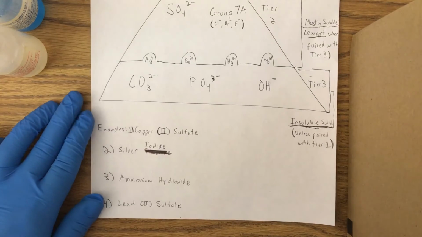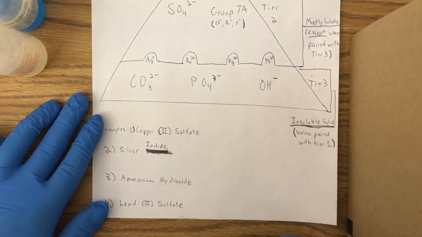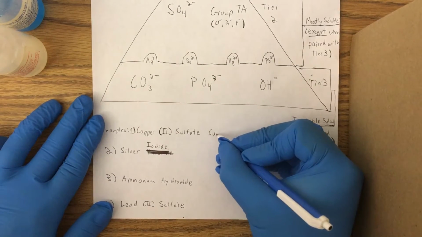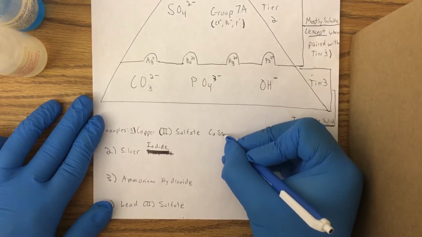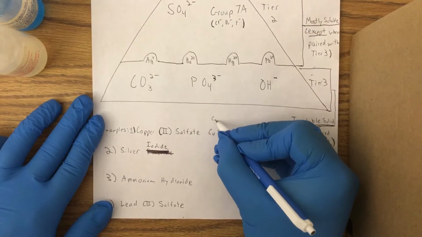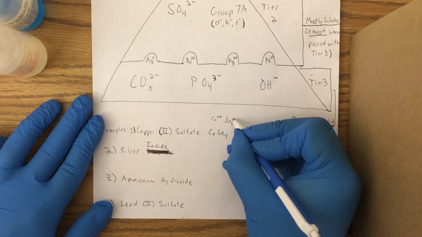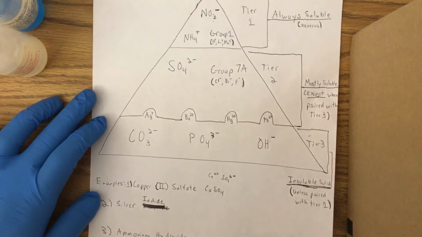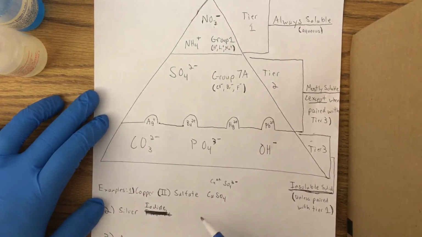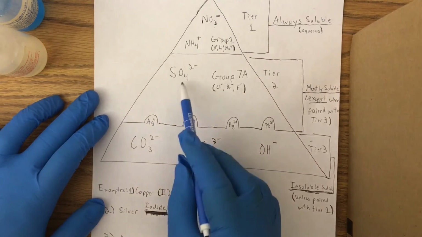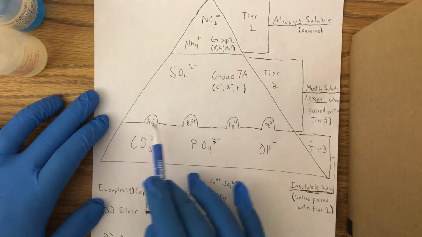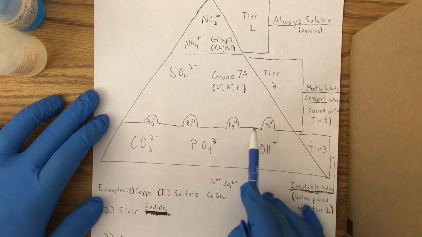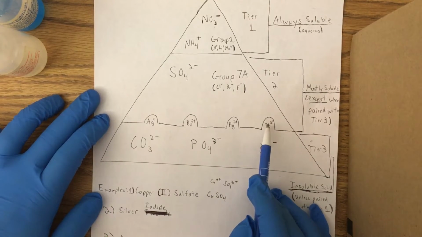So, first example is copper 2 sulfate. The chemical formula for this would be CuSO4. Cu has a 2 plus charge, SO4 has a 2 minus charge, so there's balance. If we look at our solubility pyramid, we see that this contains a sulfate. Sulfate's in the second tier. So unless it's paired with one of these exceptions, we'd expect that to be soluble in solution, or to be aqueous.